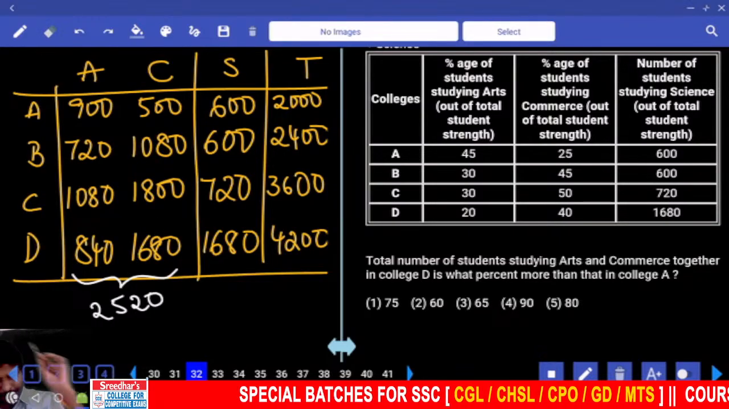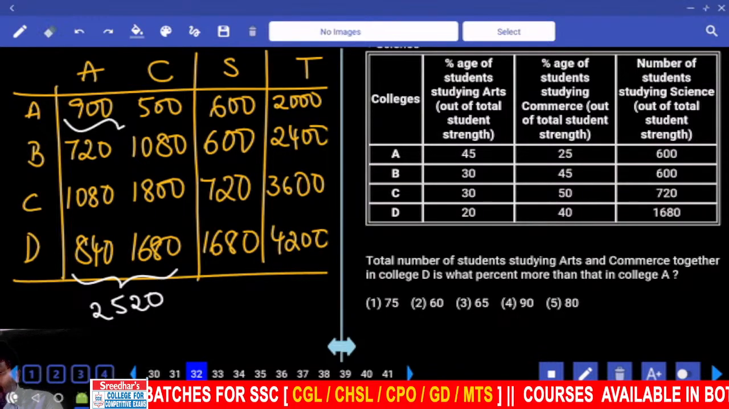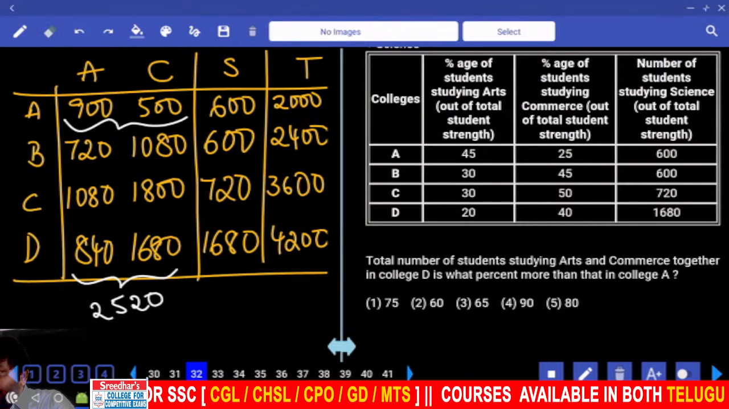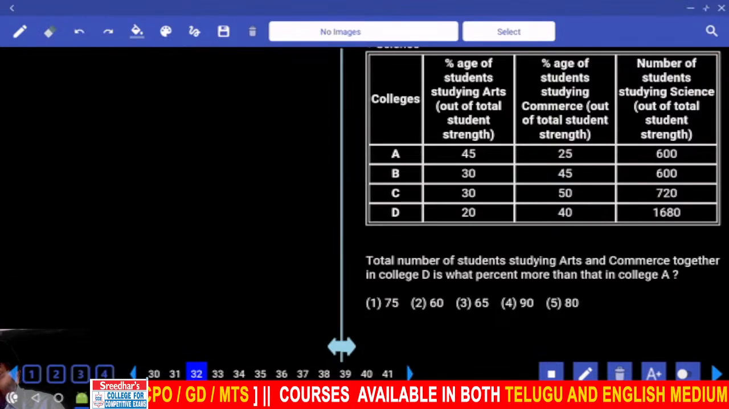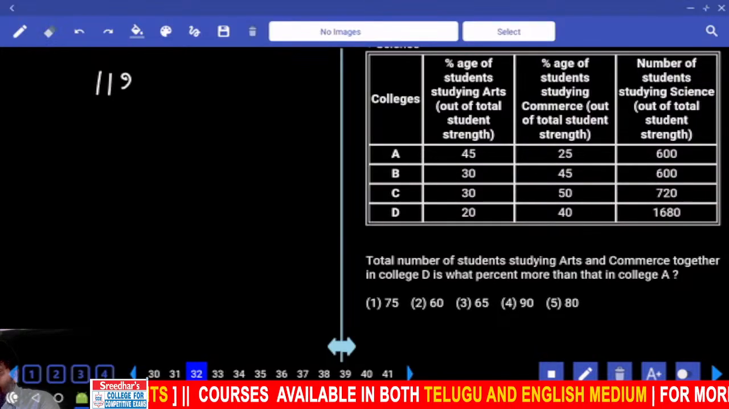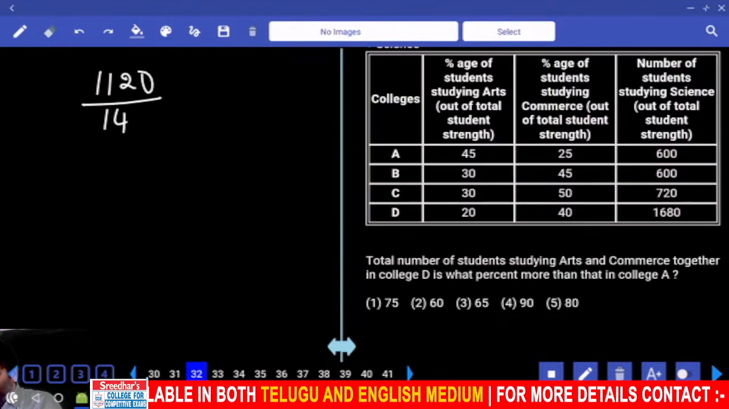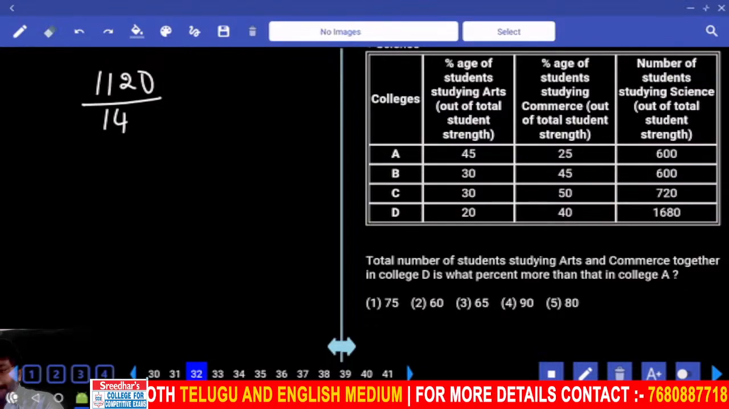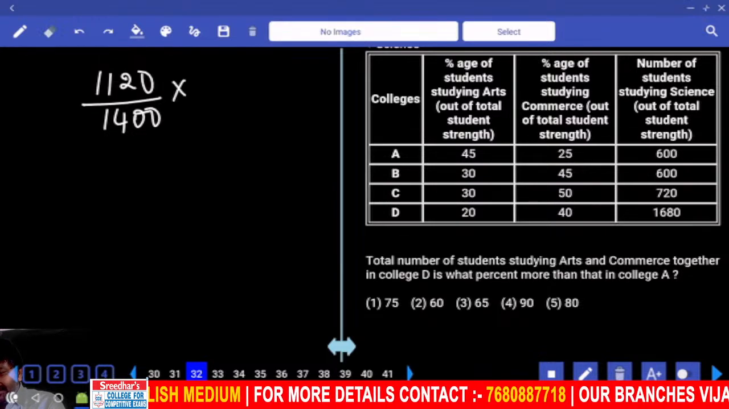2520 total. Is what percent more than that in college A? In college A total how many are there? Then 2520 is definitely more than 1400. How much more? 1120 more from 1400. Divided by 1 person value 14 only? Otherwise, wait a minute. Let it be like this.